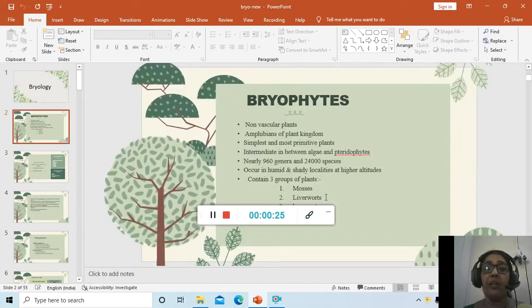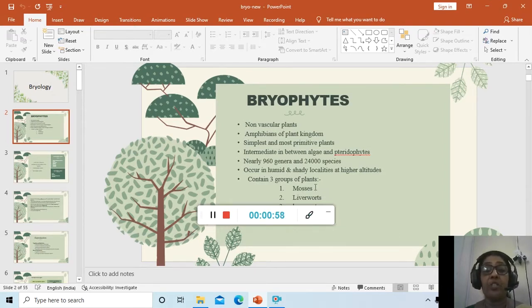Bryophytes are non-vascular plants. Non-vascular means they don't have xylem and phloem. Vascular tissues are absent. They are called the amphibians of the plant kingdom because they need the presence of water to complete their life cycle. During sexual reproduction, they need water for the antherozoids to swim and reach the egg that is enclosed inside the archegonium. That's why bryophytes are called amphibians of the plant kingdom.